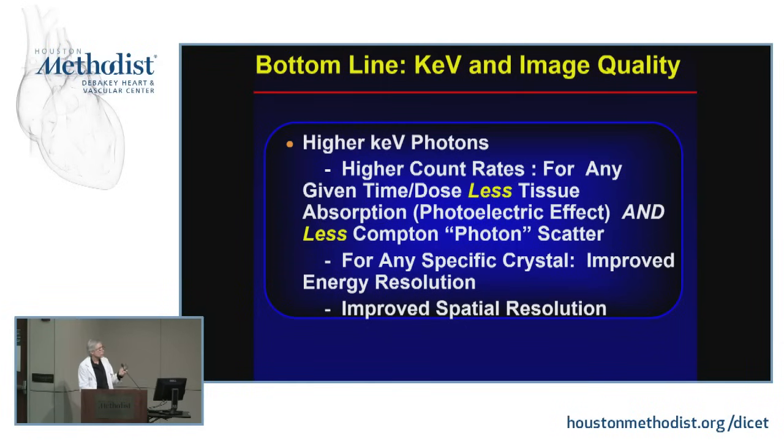And this is something that Dr. Zaghi brought up. Higher kV photons: for any given amount of tissue, there's less tissue absorption in the body, so more gets out, and you have less Compton scattering. So this is very important in terms of having better spatial resolution, but also in terms of improving your sensitivity, the number of counts that you actually image.